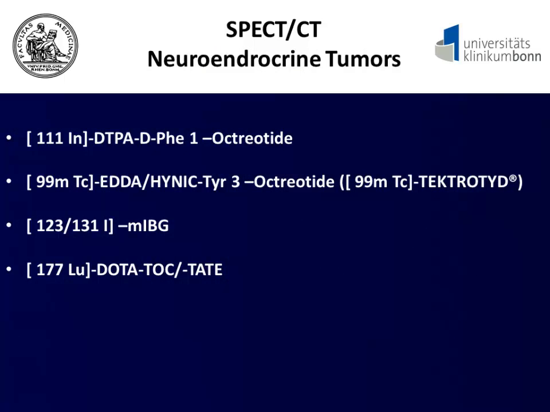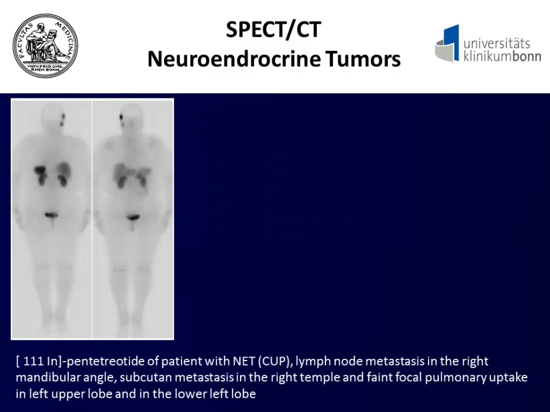Neuroendocrine tumors. I'm going to give a talk tomorrow about radiopeptide therapy of neuroendocrine tumors, but now I briefly show you the different radiopharmaceutical substances which we have for diagnosis and also treatment of neuroendocrine tumor patients. Here is one example, an octreotide scintigraphy in a patient with neuroendocrine tumors of unknown origin, with lymph node metastasis in the right mandibular angle, subcutaneous metastasis in the right temple, and also faint focal pulmonary uptake.